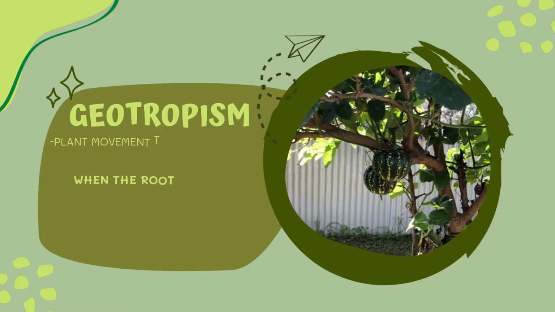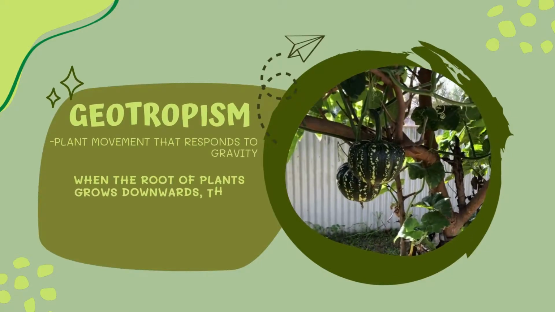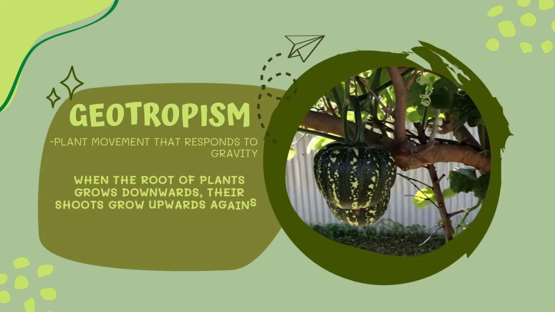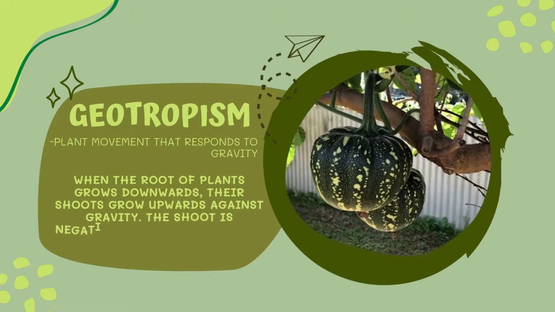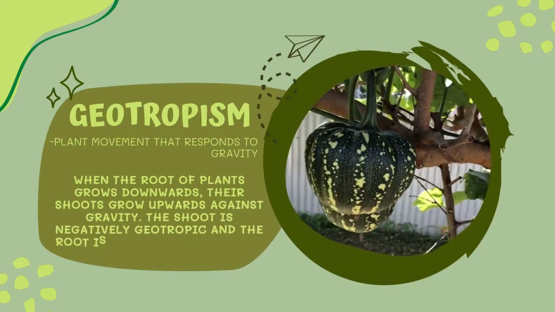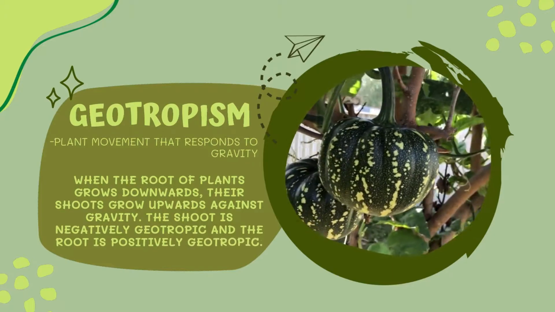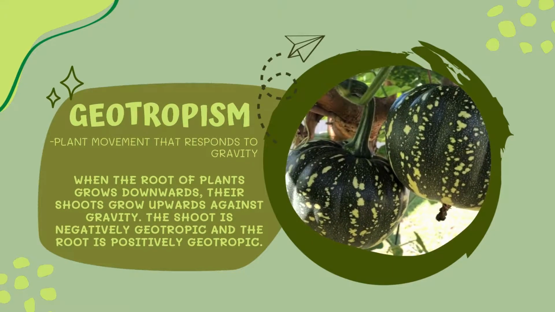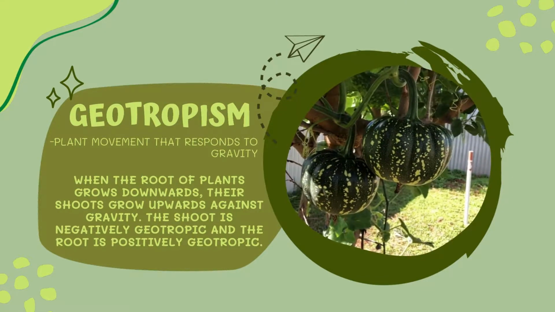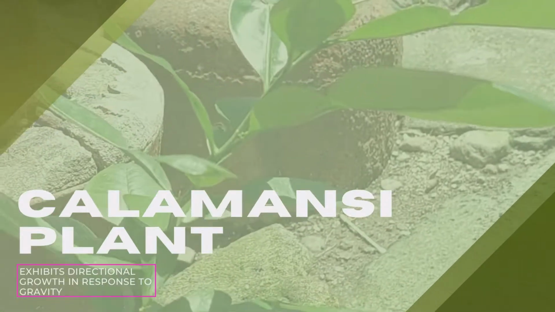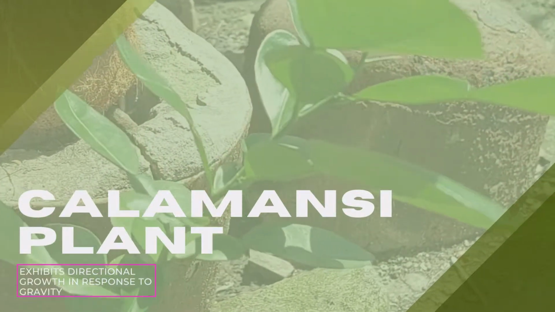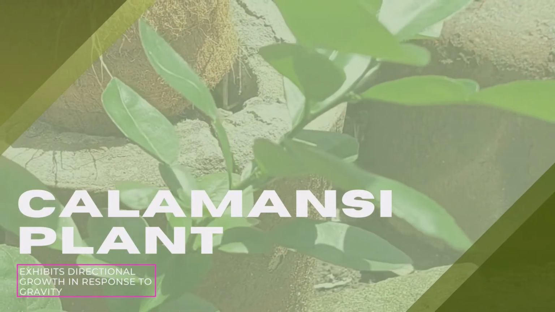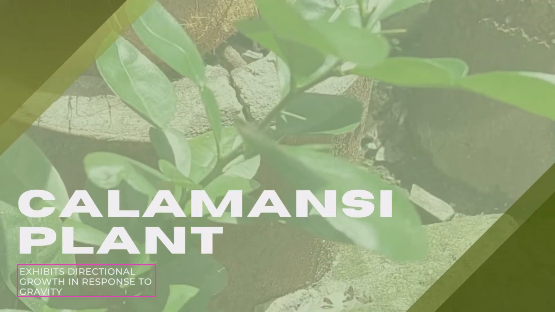The next type of plant movement that responds to gravity is known as geotrophism. When the root of plants grow downwards, their shoot grows upwards against gravity. In geotrophism, the shoot is negatively geotrophic and the root is positively geotrophic. An example of this movement is the calamansi plant that exhibits directional growth in response to gravity.